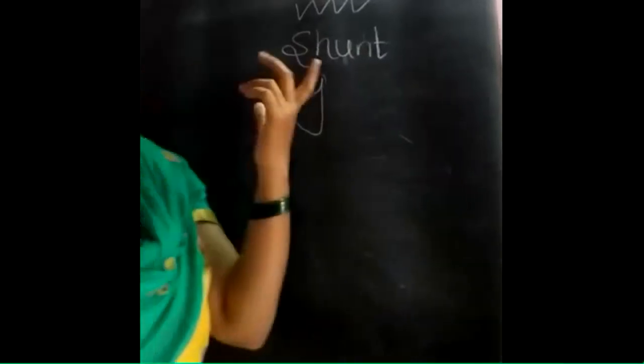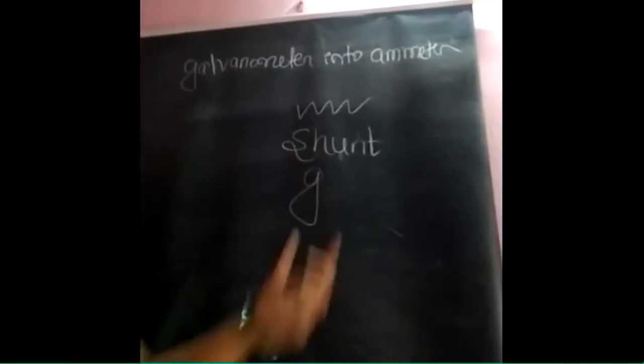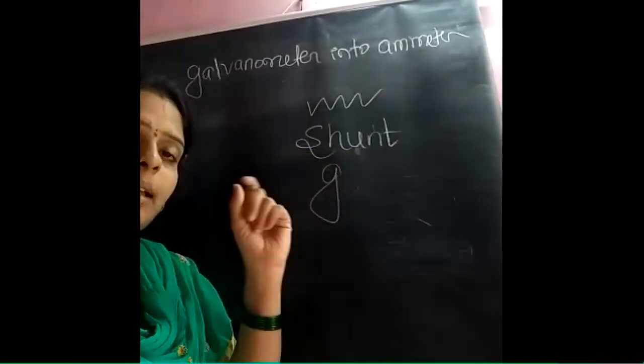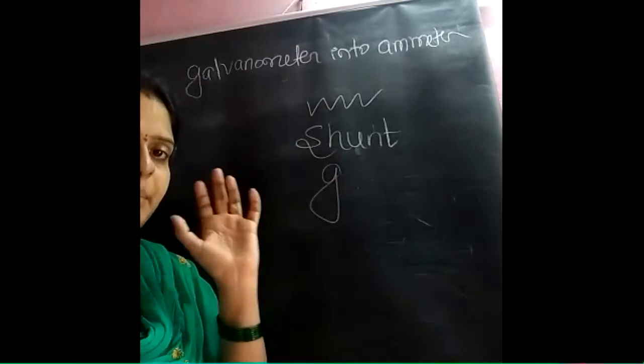Right? Okay. I hope theory is clear to you. Next, I'll show you the circuit diagram. What is our theory here? When a suitable low resistance is connected in parallel with a galvanometer, the galvanometer behaves as an ammeter.